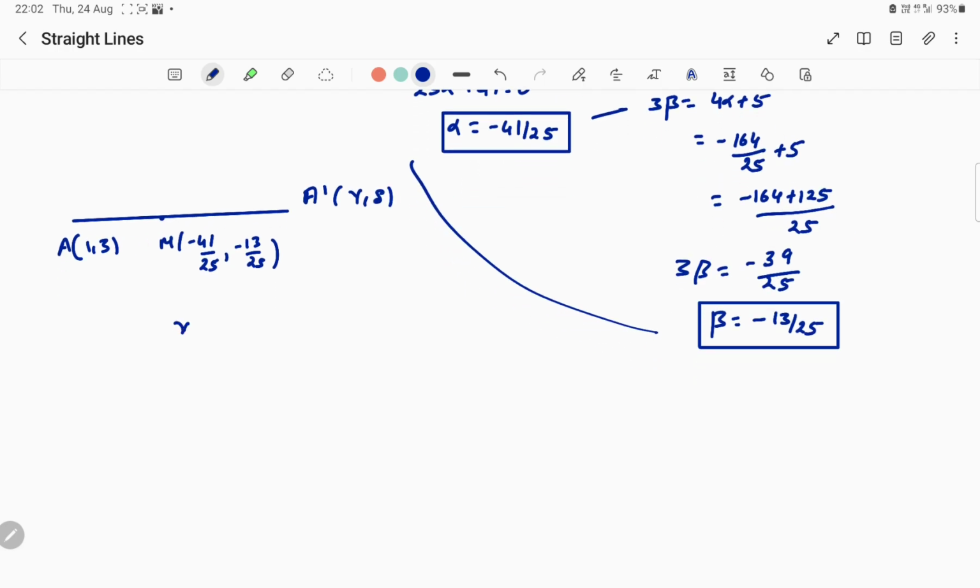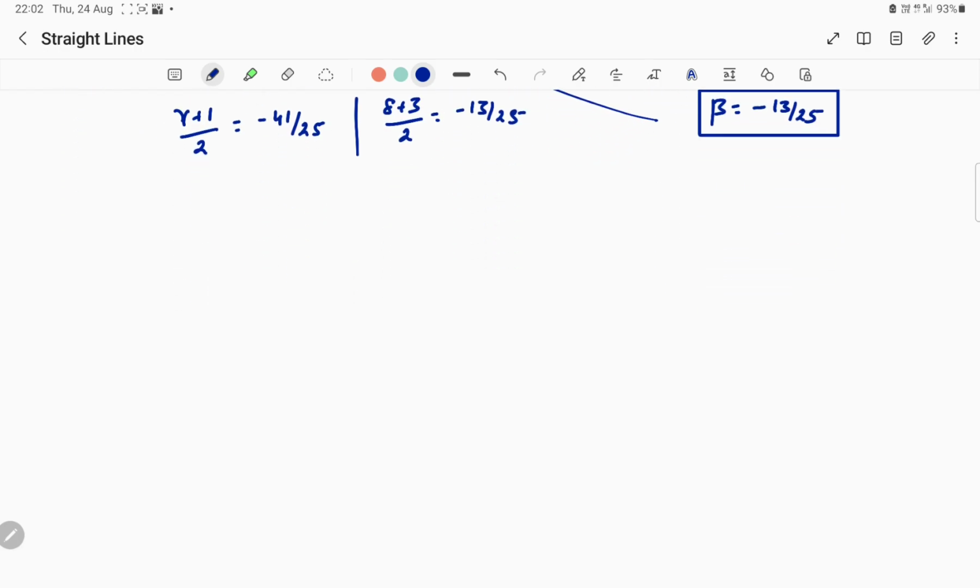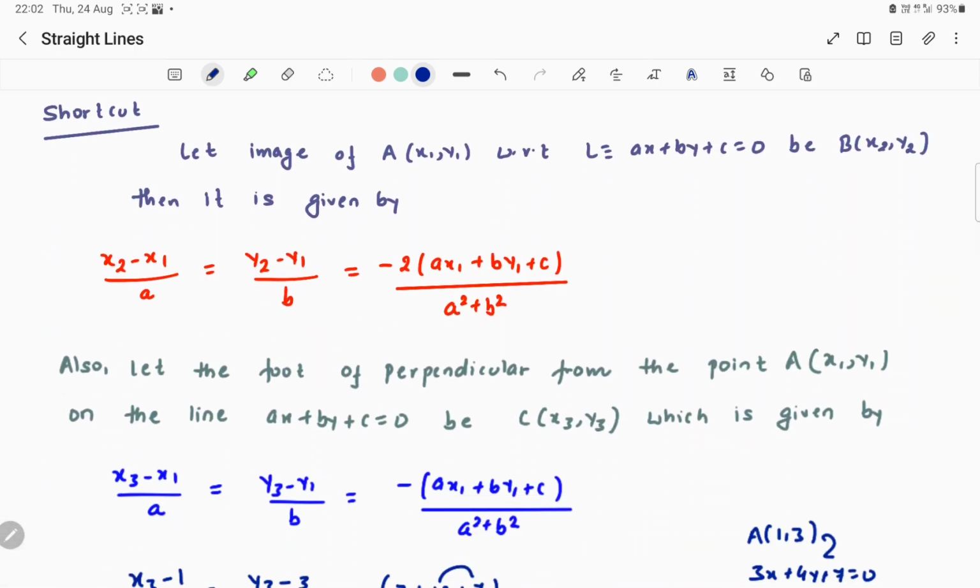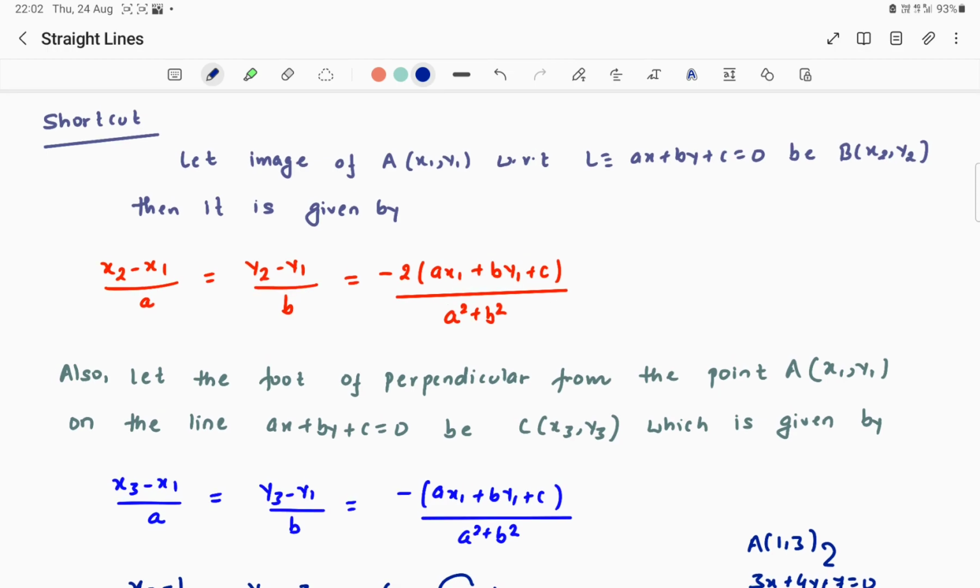So what fact can we use? Gamma plus 1 by 2 is equal to minus 41 by 25, and delta plus 3 by 2 is equal to minus 13 by 25. So from there you can get the gamma and delta values. Okay, so the calculation I'm leaving up to you, please check it yourself. Now next comes the shortcut.